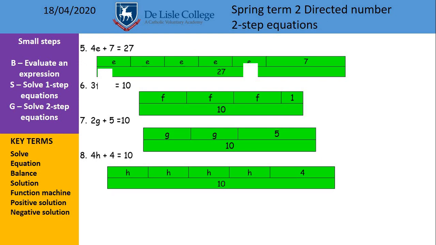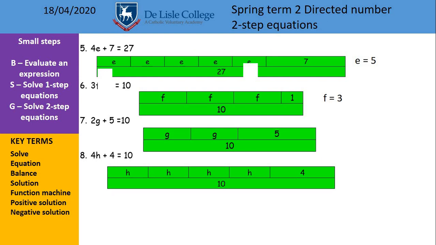Okay, so first one, we had minus 7 from both sides, so 4e equals 20. Divide by 4, e equals 5. Next one, 3f plus 1 equals 10. Minus 1 from both sides, 3f equals 9. Divide by 3, f equals 3.